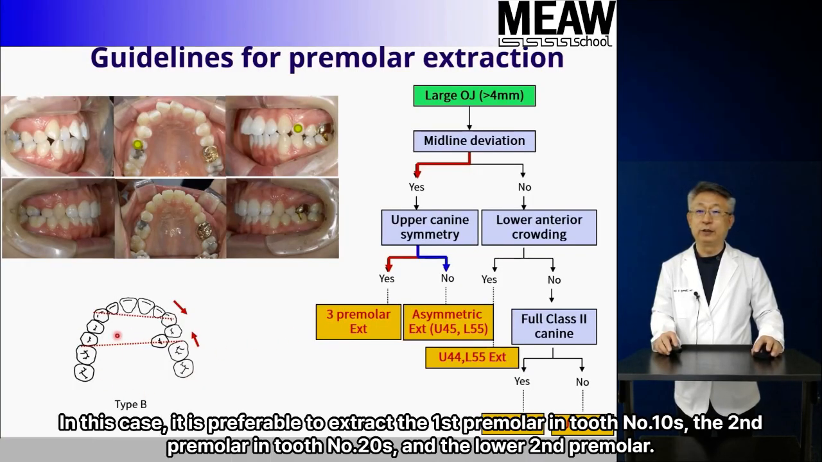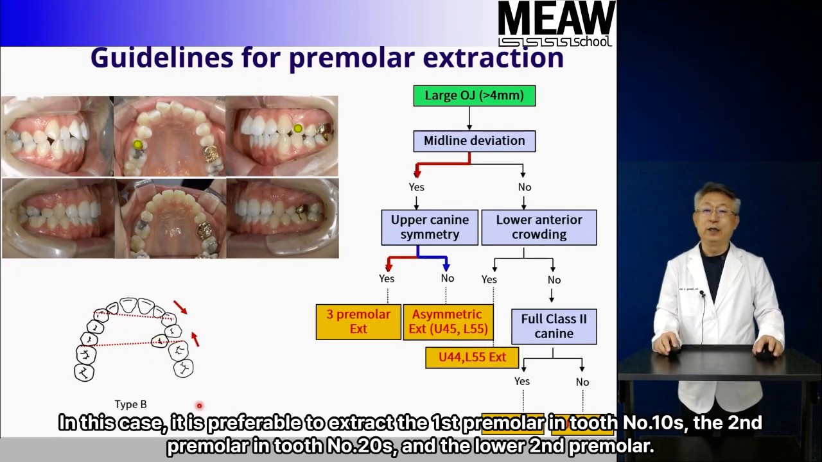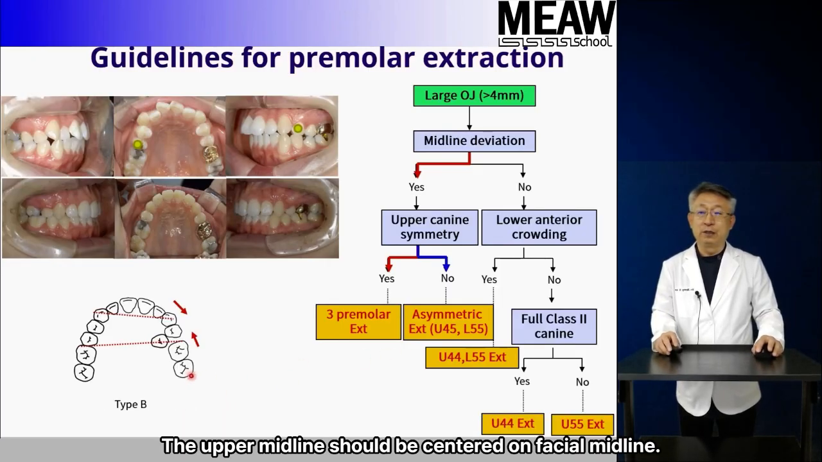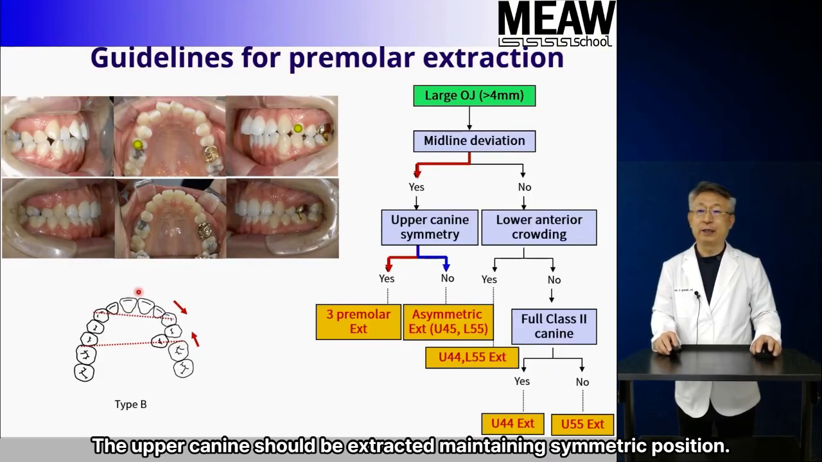In this case, it is preferable to extract the first premolar in tooth number 10s, the second premolar in tooth number 20s, and the lower second premolar. The upper midline should be centered on the facial midline. The upper canine should be extracted maintaining symmetric position.